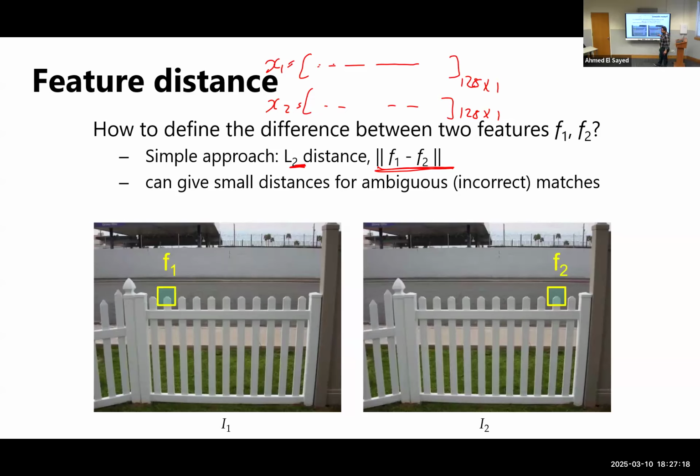But what if I had this case? In this case, the point of interest is here, the feature vector around it is here, and another one is here, another one is here, another one is here. Same here.